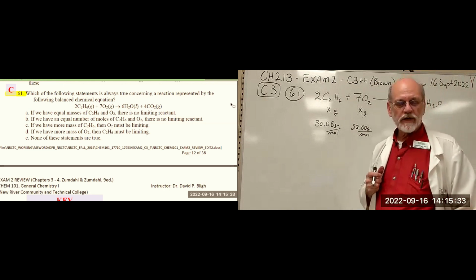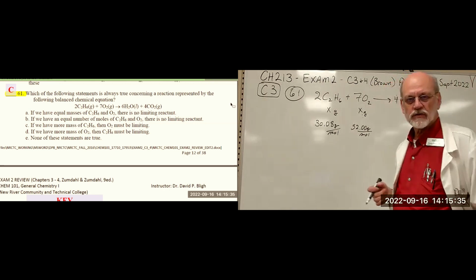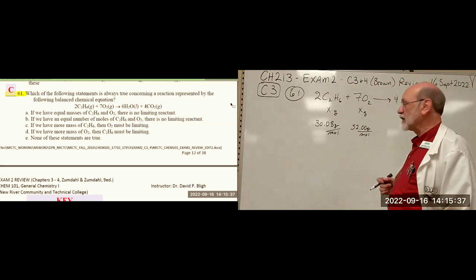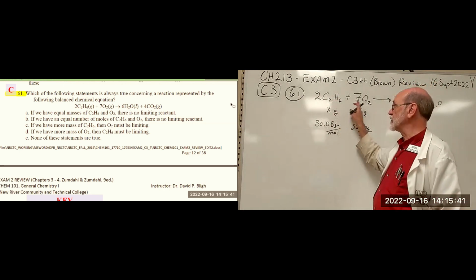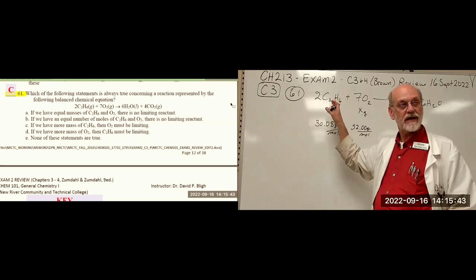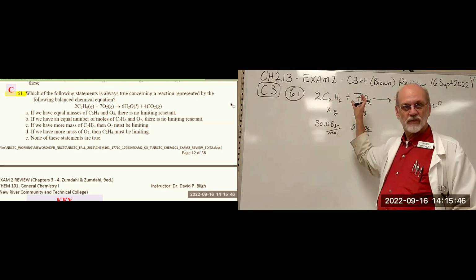B, if we have an equal number of molecules of C2H6 and O2, there's no limiting reactant. Equal number of molecules says that the ratio is 2 to 2 or 7 to 7 or something like that. It's not. So B is false.